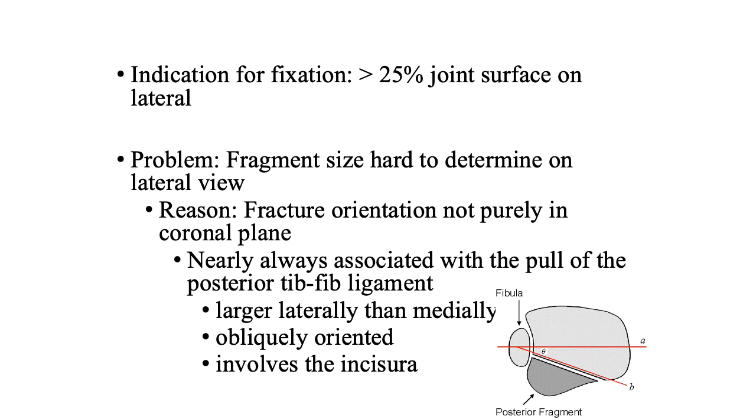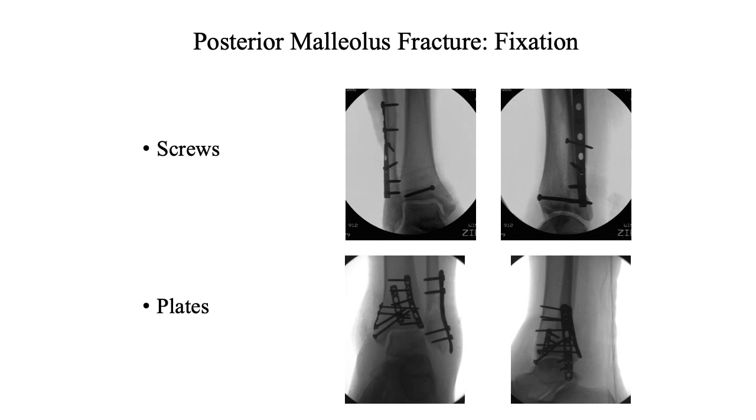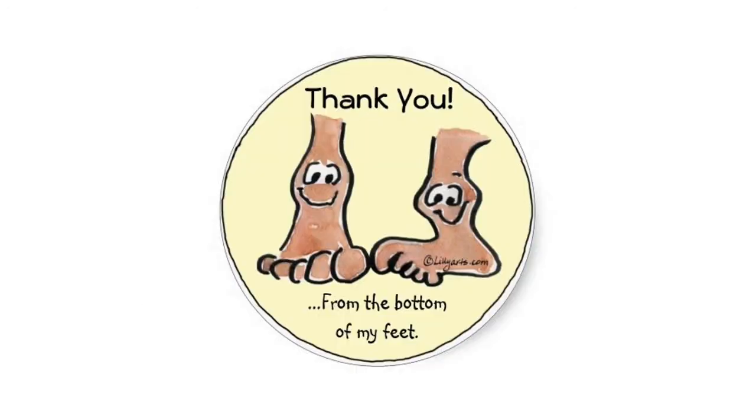The problem in assessing the fracture size can be managed easily if you do a CT scan. In the CT scan you can easily see the fracture of the posterior malleolus and detect the actual size of the fracture in these three patterns. Generally, the posterior malleolus can be fixed according to its size using a screw and sometimes plates. Thank you.